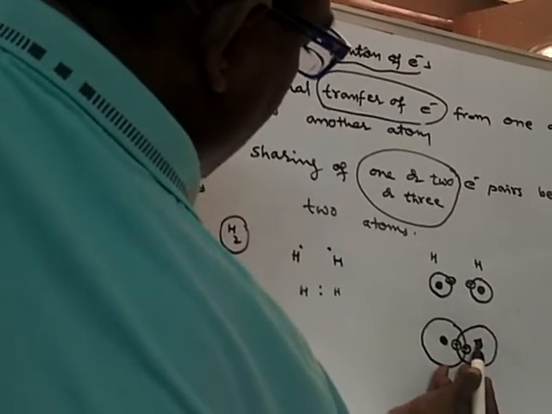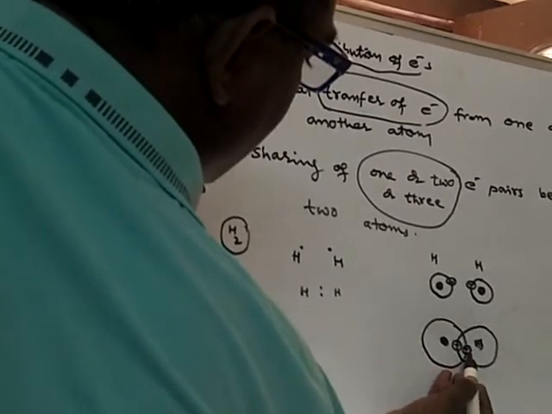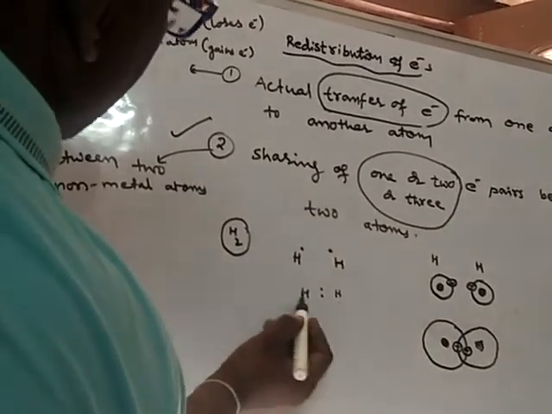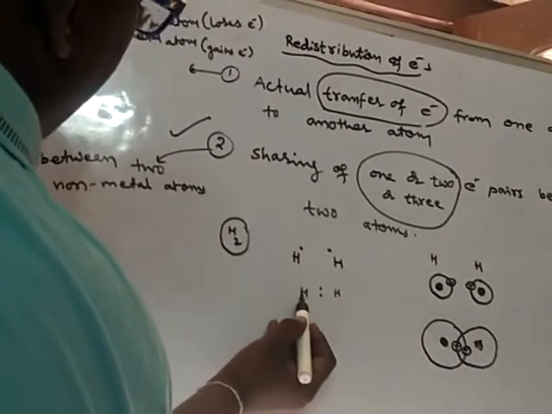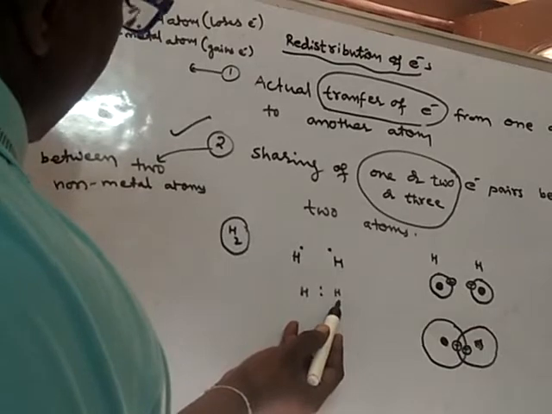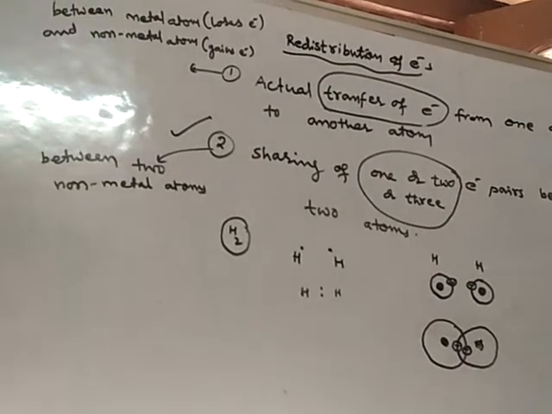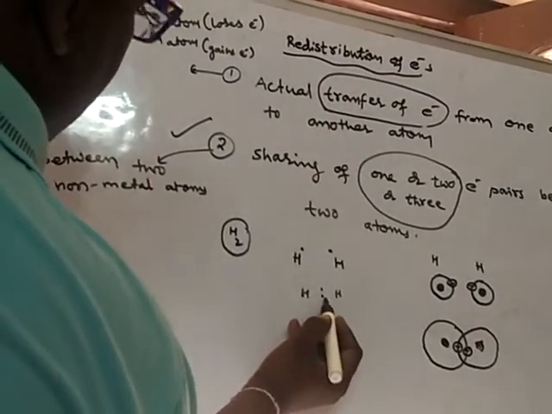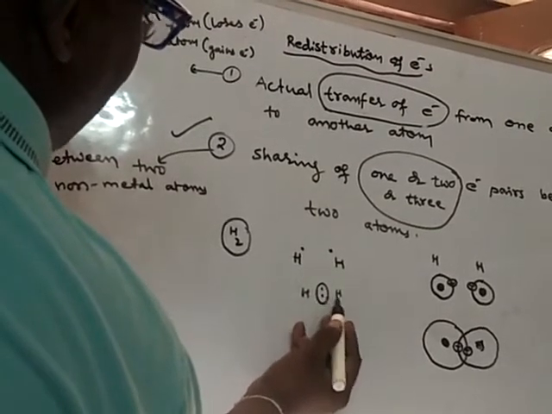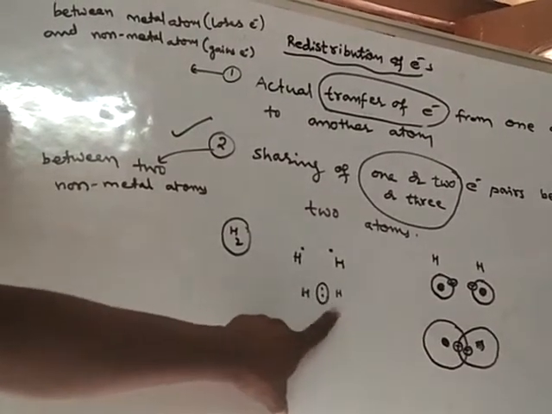What happens? Now this atom will not only attract its own electron, it also attracts this electron. Like this, each hydrogen atom will attract its own electron as well as the other electron. So this pair of electrons is attracted by this atom as well as this atom.